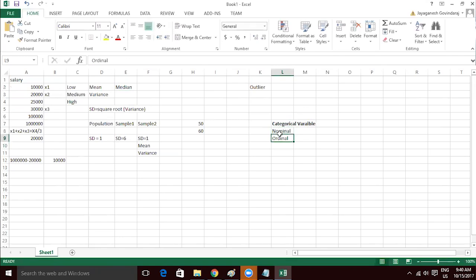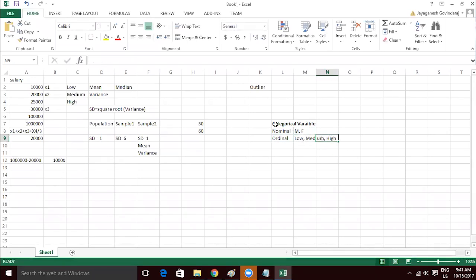From the word itself, we can understand. Nominal doesn't have any meaning, like male, female. Is it having any order? Mathematically, it doesn't tell anything. It's a nominal variable. But if I mention low, medium, high, this has some order. Low means very less, medium means between low and high, high means very high. So this has some mathematical notation, right? We call that an ordinal variable.